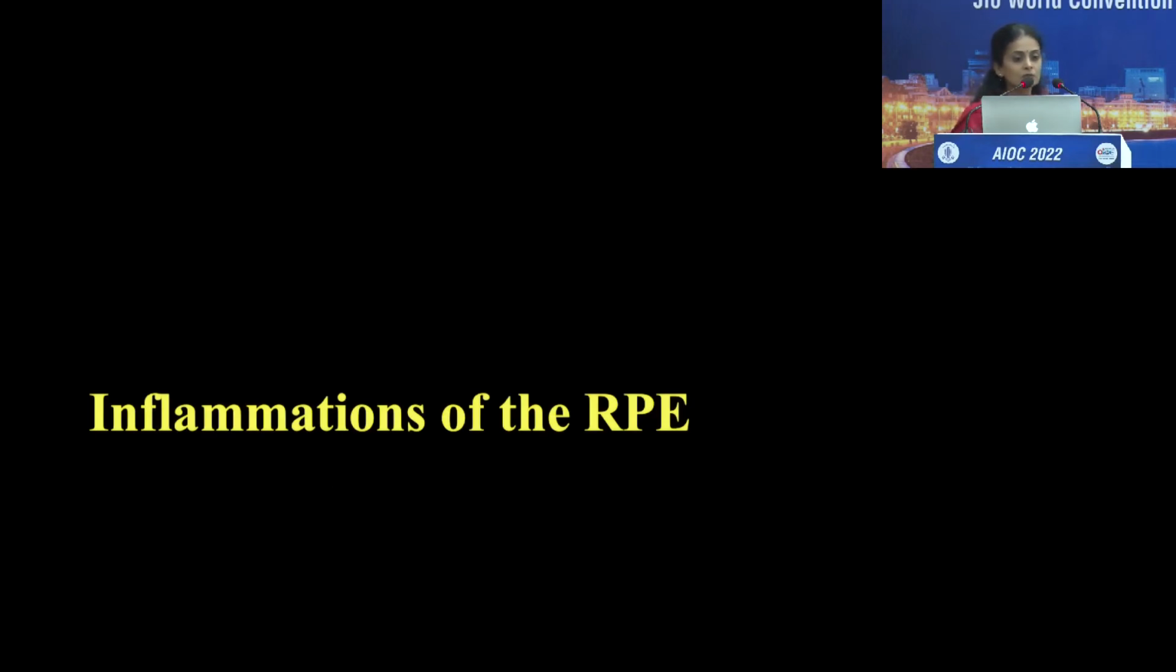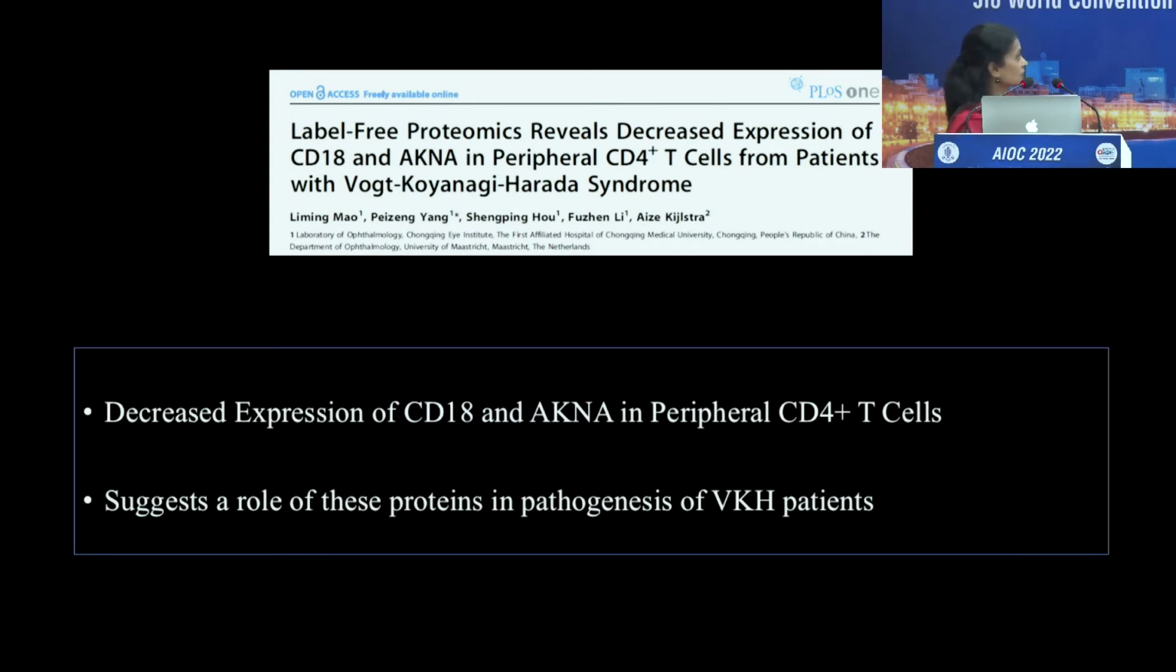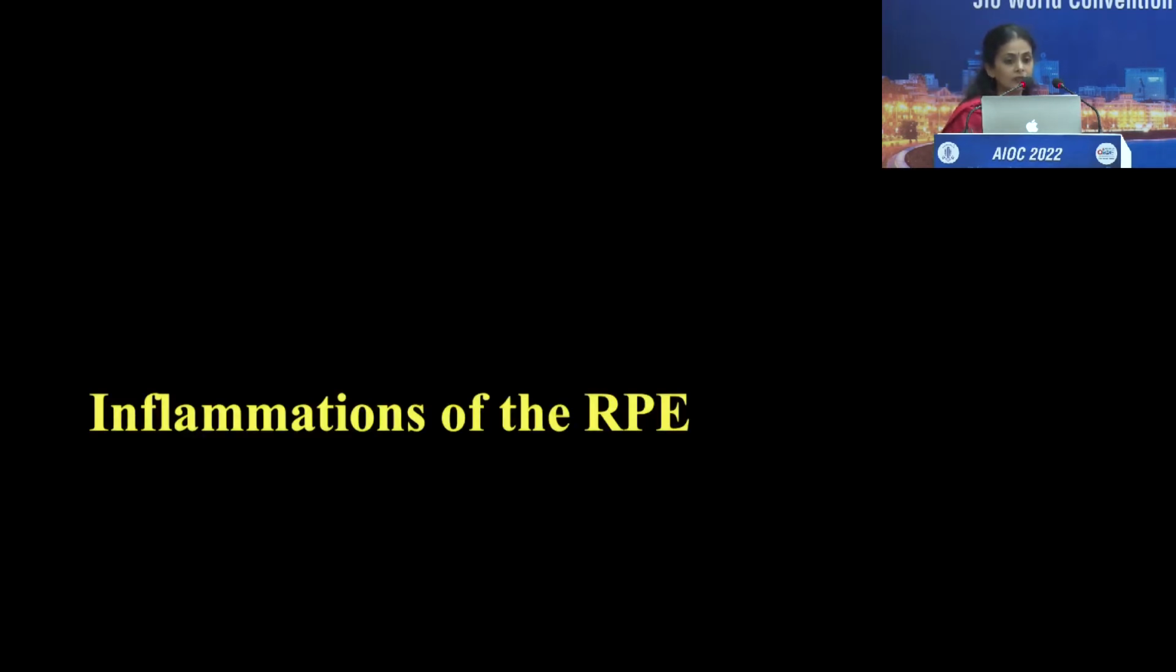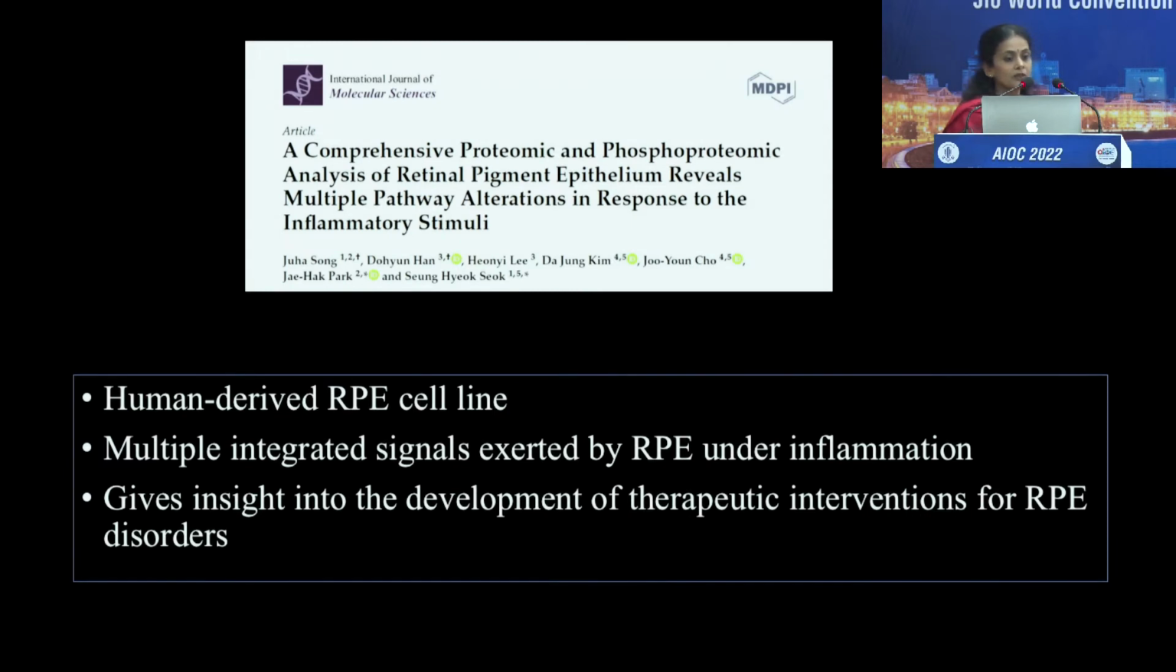VKH disease: there is also evidence of decreased expression of CD18 and AKNA in peripheral CD4 T cells, which suggests a role of these proteins in the pathogenesis of VKH disease. Inflammation of the RPE: in this study, human-derived RPE cell lines were used. Multiple integrated signals were exerted by the RPE under inflammation, and this gives insight into the development of therapeutic interventions for any disorder associated with inflammation of the RPE.